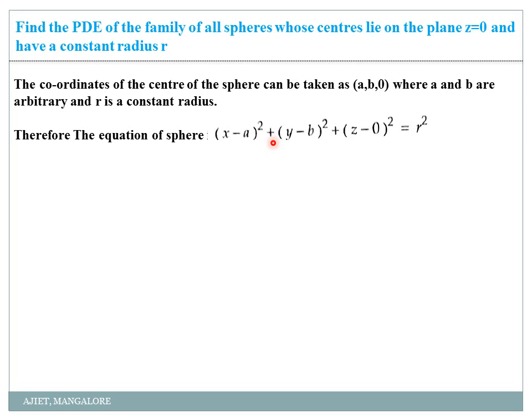But here what they are telling is, this sphere lies on the plane z equal to 0, meaning only the z coordinate is 0 but the other two coordinates will be as they are. So we have to take it as x minus a the whole square plus y minus b the whole square plus z square, or z minus 0 the whole square, is equal to r square. Okay. Now what do I have to eliminate? A and b. How to eliminate? Go on differentiating.